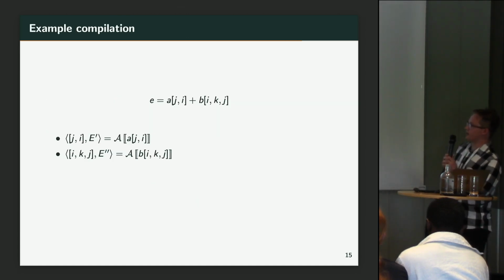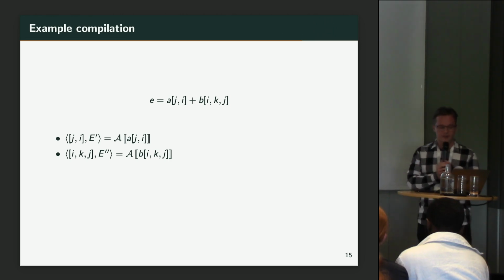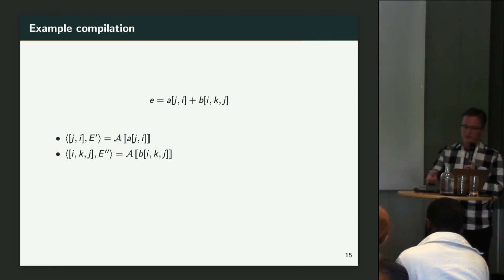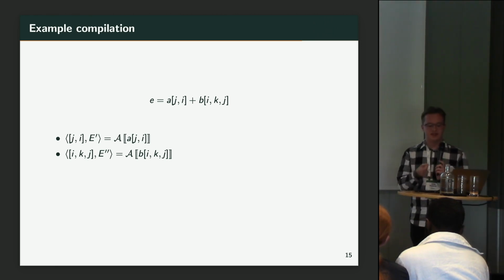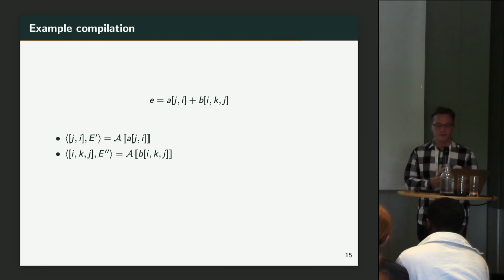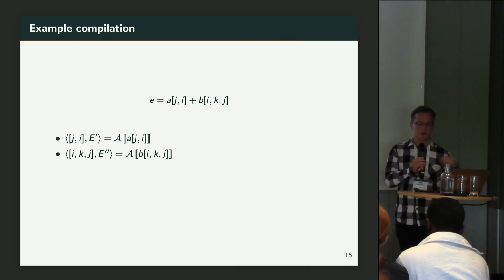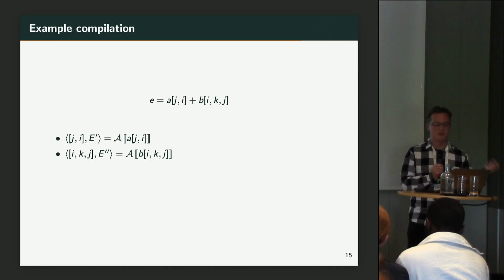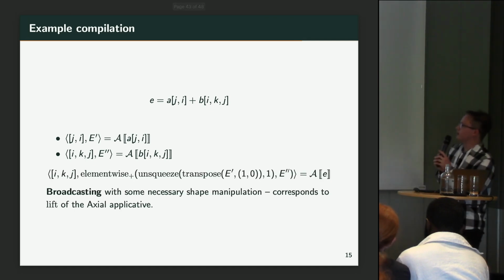Let's say the phi term is a of ji, and we add this to b of ikj. I compile the sub-expressions, which in this case are a of ji and b of ikj, and I get some e prime and e double prime. They've chosen some orderings for those indices, so I know what sort of arrays I'm getting from those e prime and e double prime. And now the final expression will look something like this.